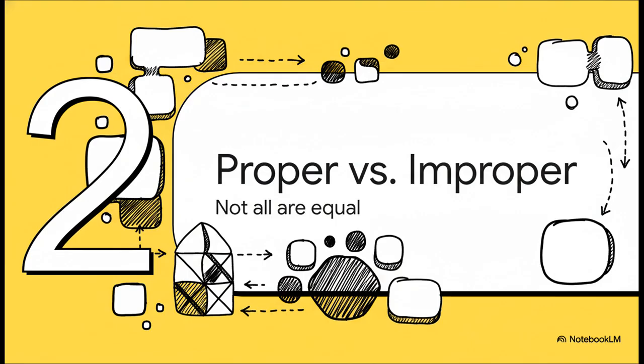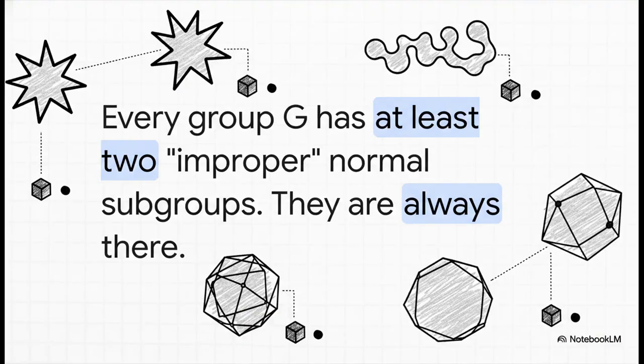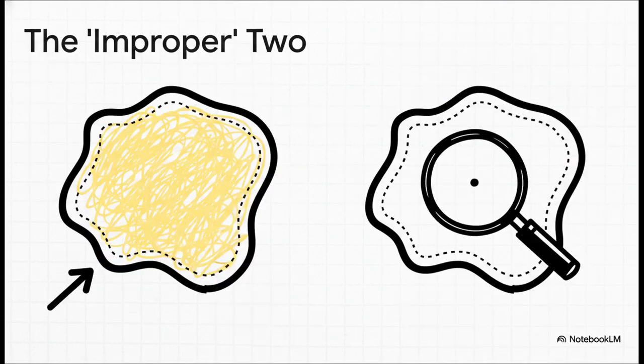It turns out they come in a couple of different flavors, and some are way more important than others for understanding the deep structure of a group. Here's the cool fact. Every single group that exists, no matter how simple or how mind-bogglingly complex, is absolutely guaranteed to have at least 2 normal subgroups. We call these the improper or trivial ones, mostly because, well, they're always there. They're not that special. And here they are.